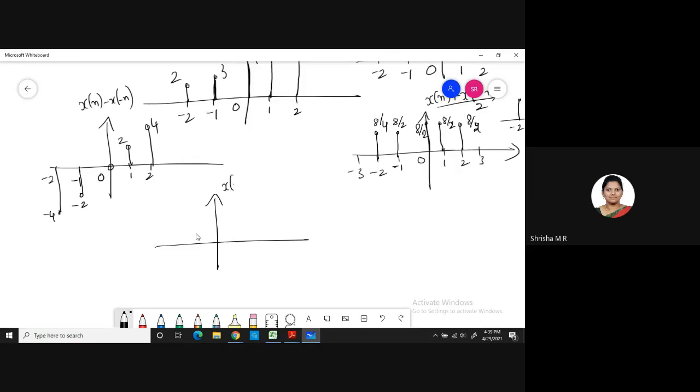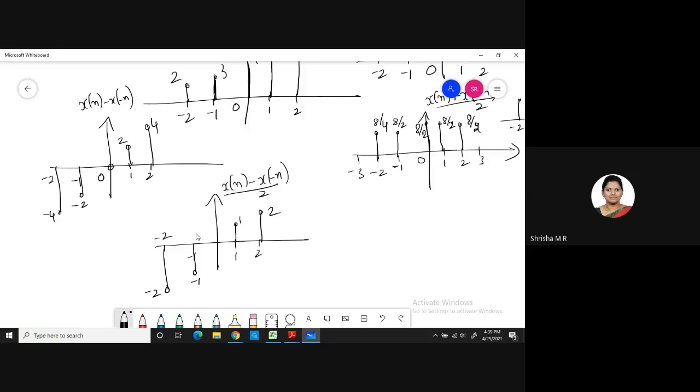So if you have x of n minus x of minus n by 2, at 1 you'll have amplitude 1, at 2 you'll have amplitude 2, whereas for minus 1 you'll have amplitude minus 1 and at minus 2 you'll have amplitude minus 2. Got it? Yes, ma'am. Did you follow?